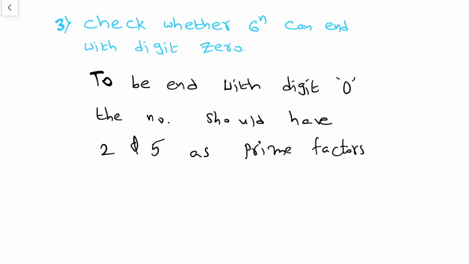Now let us check. The given question is 6 power n. 6 can be written as 2 into 3, power n as it is. To end with the digit 0, the number should have 2 and 5 as prime factors. But in this case, 2 is a prime factor, that's okay. But 5 is not a prime factor. Besides 2, some other number 3 is there. So here 5 is not a prime factor. So 6 power n cannot end with the digit 0. If 2 and 5 both are prime factors, then only it will end with the digit 0. Otherwise, it won't end with the digit 0.